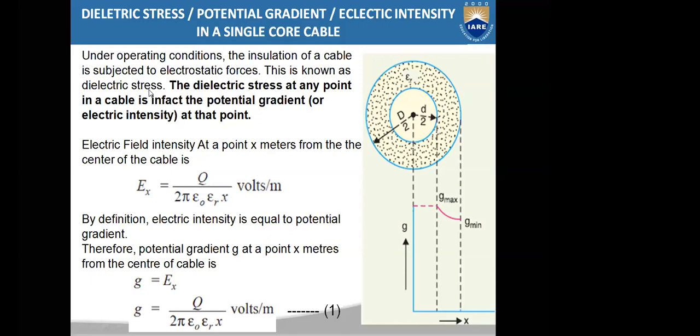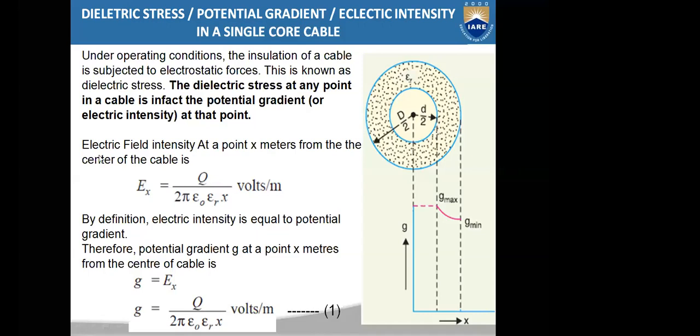The electrostatic forces developed in the cable are generally known as the dielectric stress, and this dielectric stress at any point in the cable is also known as the potential gradient or electric intensity at that point. If you calculate this dielectric stress at any point in the cable, that value is the potential gradient or electric intensity. Now we are going to calculate the expression for the potential gradient.